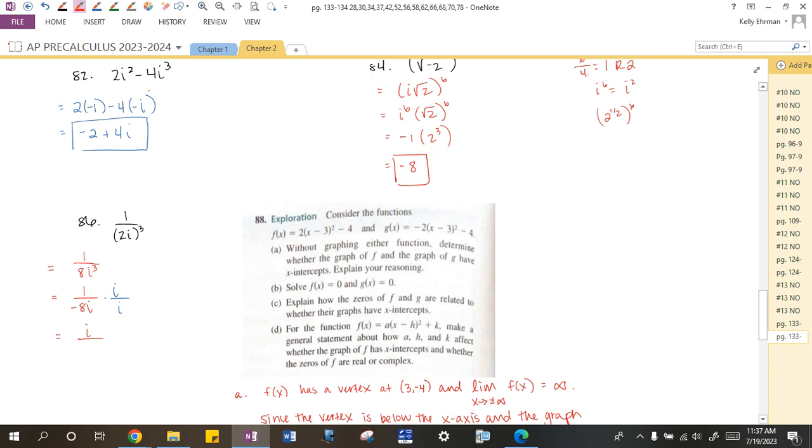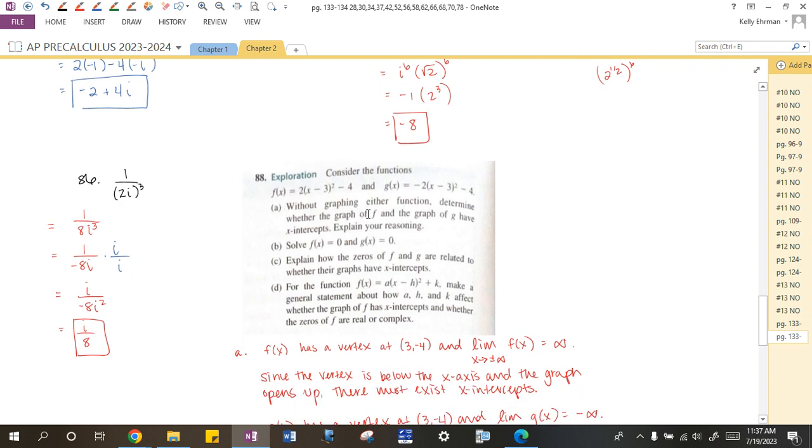And we get i over -8i squared, which is really just i over 8. All right, and then for number 88, I did not rewrite my explanations, but I'll just talk through them. So part A says, here's f of x and g of x. Without actually graphing either function, determine whether the graph of f and g will have x-intercepts.